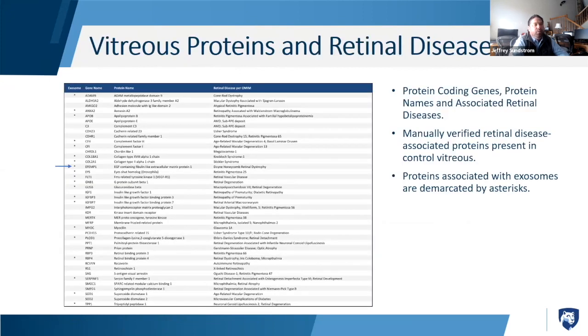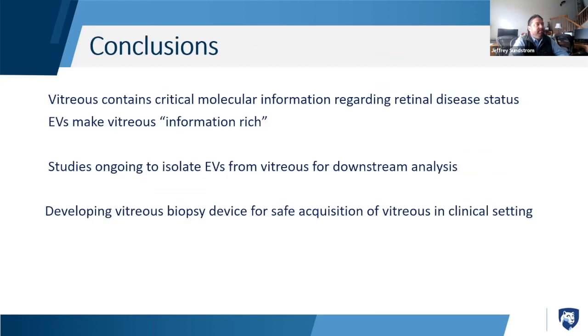We went back and looked at OMIM to see if there were any retinal disease-causing proteins in human vitreous. Here is a list of proteins that we found in our data set. The ones with an asterisk are EV-associated proteins from Exocarta. The arrow points to a protein called EFEMP1, or fibulin 3, which we find quite frequently in vitreous. It causes a macular dystrophy called Doyne honeycomb retinal dystrophy, and we'll be discussing that more later in this presentation.